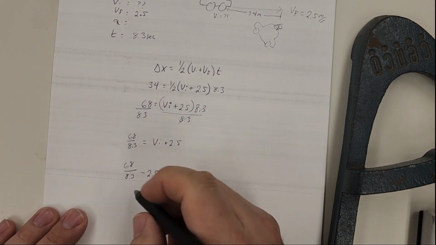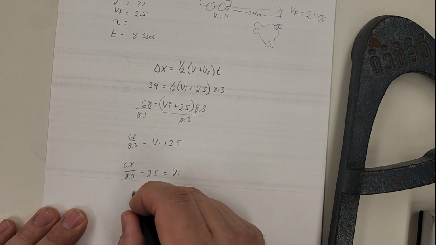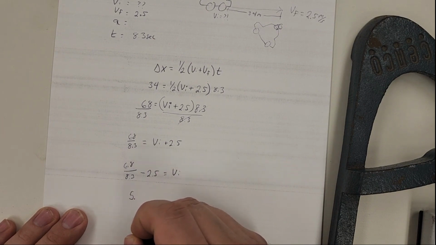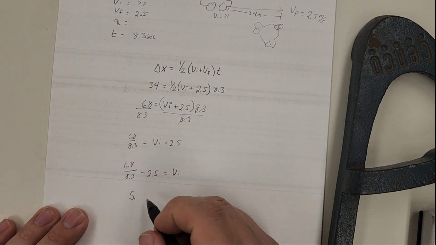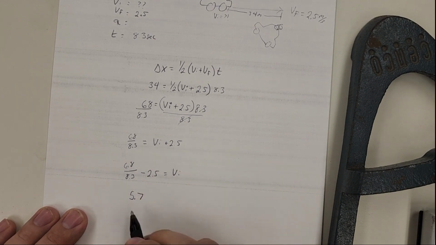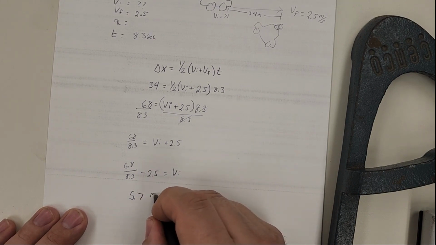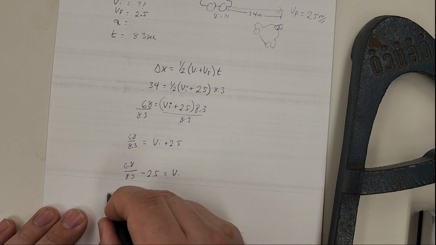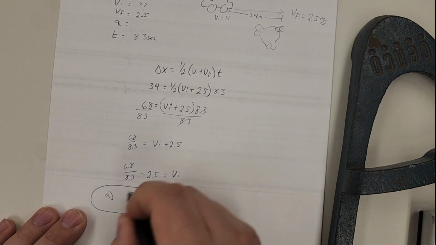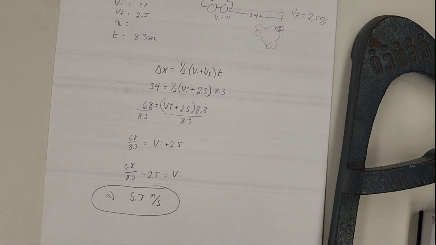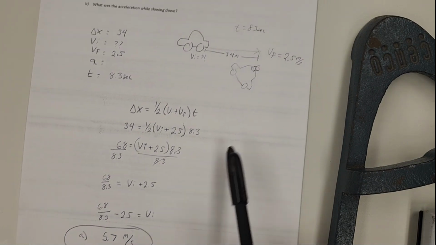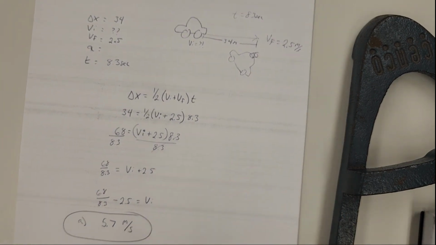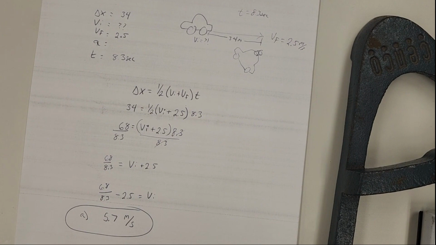I get, for V_i, 69277. I'm going to go ahead and round that. 5.7 meters per second. That's our V_i. Okay, and it makes sense. 5.7, they braked down to 2.5 when they saw the cop, so it should make okay sense.